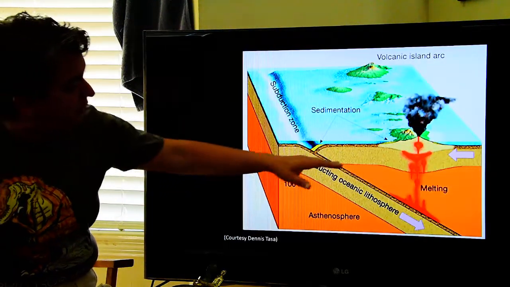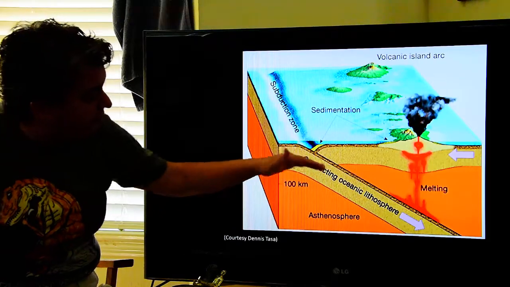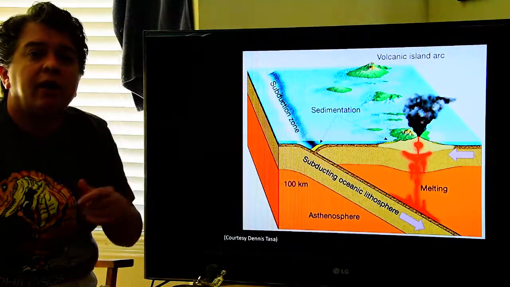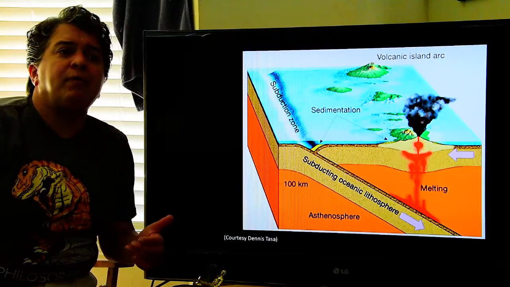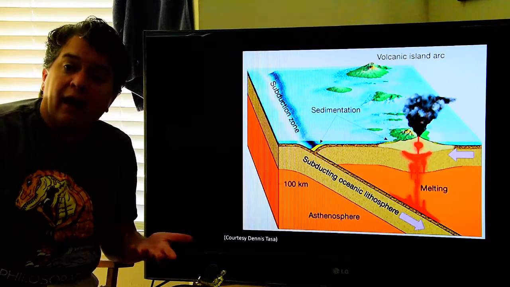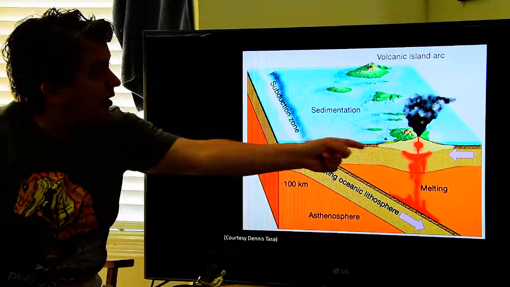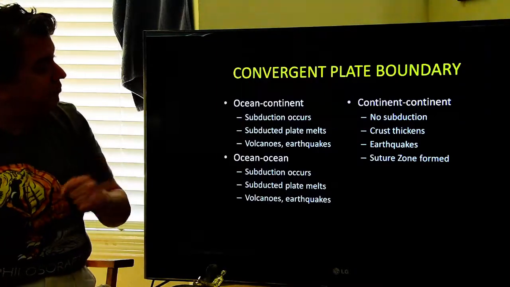And that's what we see here. Two different ocean plates. We get the subduction occurring. A good example of where this is happening today would be, say, Japan, creating the Japanese islands.